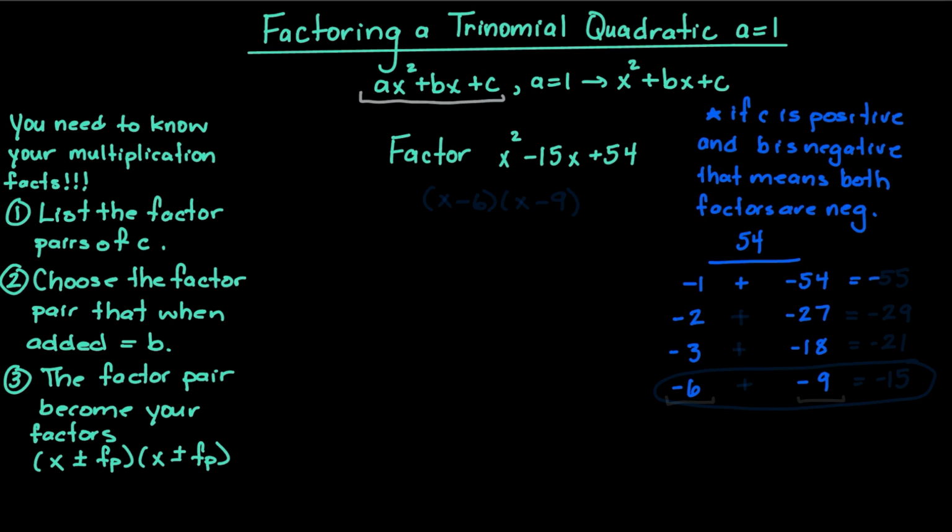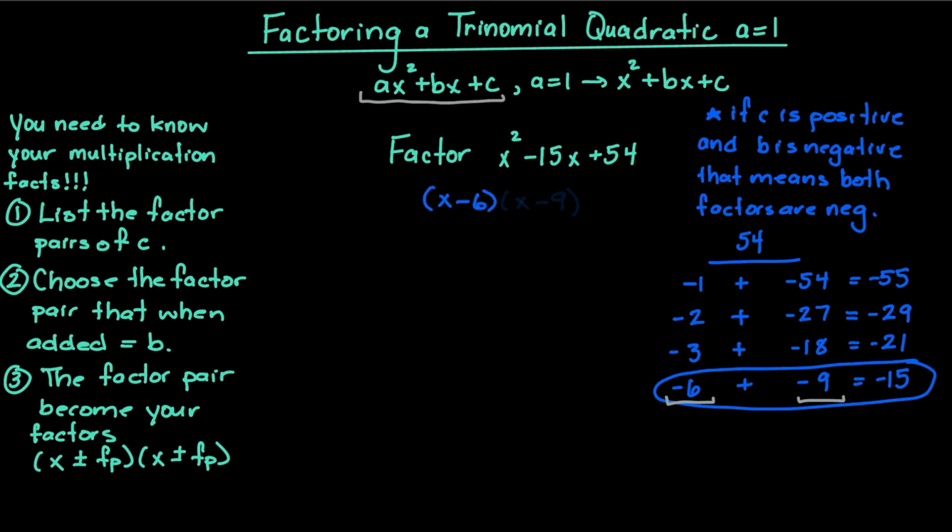-1 plus -54 is -55. -2 plus -27 is -29. -3 plus -18 is -21. And -6 plus -9 is -15, which is the factor pair that we need. So -6 and -9. So x squared minus 15x plus 54 will factor into x minus 6 times x minus 9.